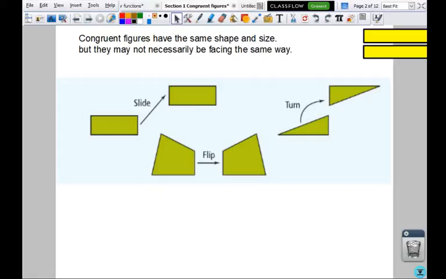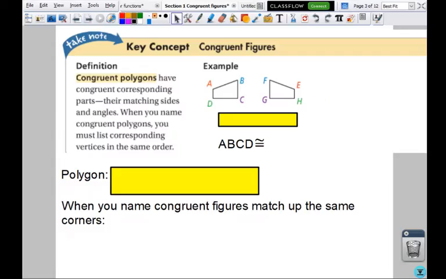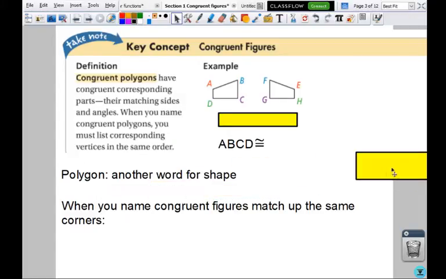Okay, got it. So we're going to be looking at different polygons today. Do you guys know what a polygon is? Shape. Yeah, it's another word for shape. It just means a lot of sides, or multiple sides.